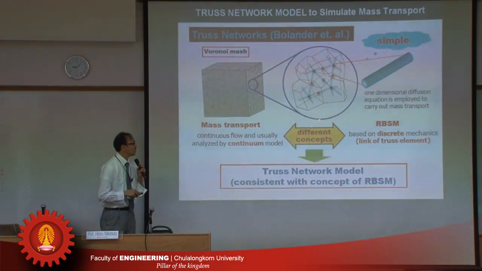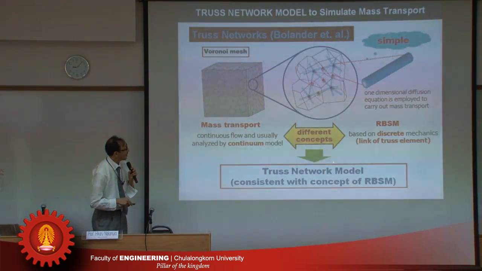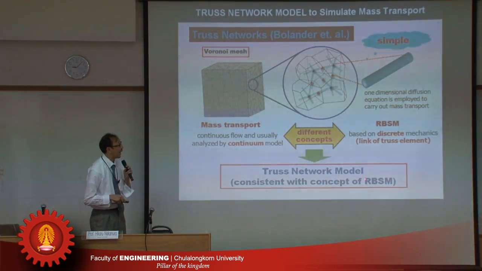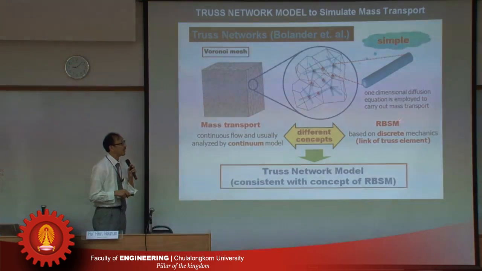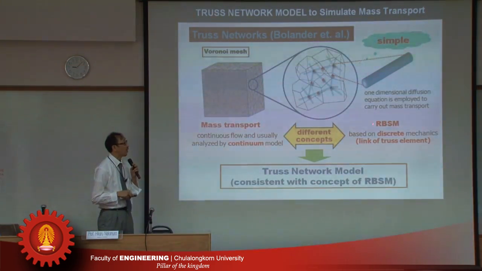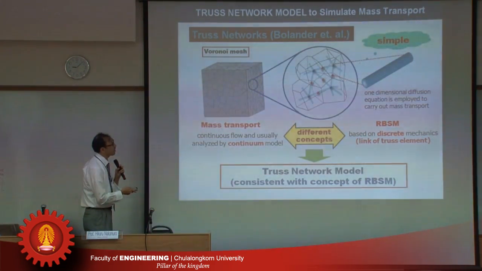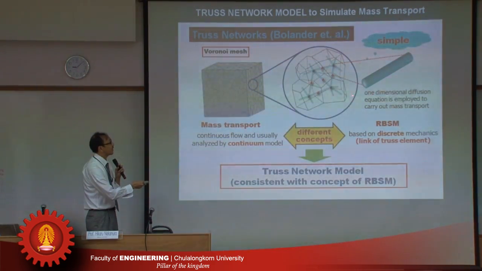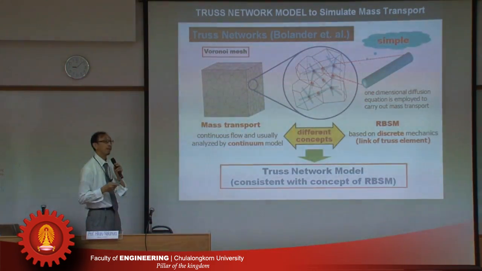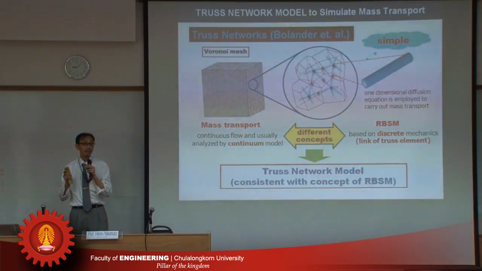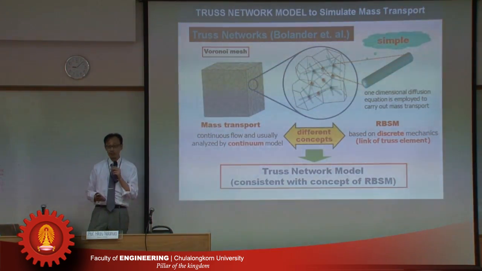So I selected the truss network model, considering consistency with the concept of RBSM, because the RBSM is composed of links of truss elements. It's connected by springs, and a spring is the same as a truss element. When we use the truss element, the one-dimensional diffusion equation is employed to carry out mass transport. So it's very simple and easy to simulate mass transportation.